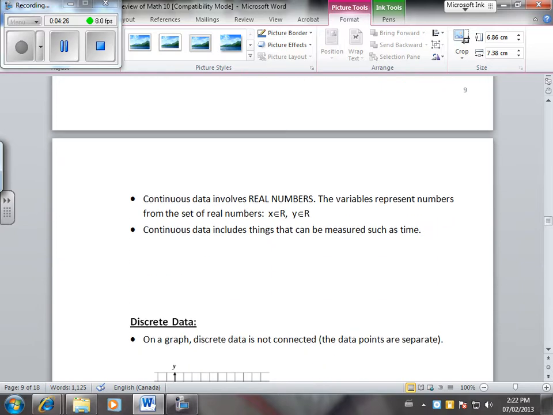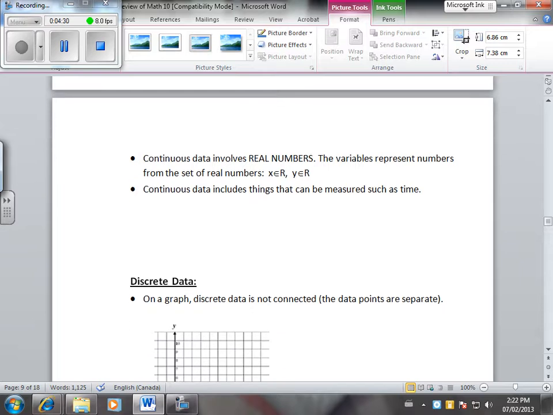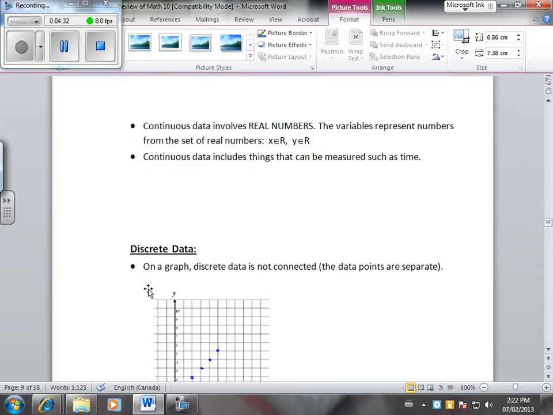So continuous data, and this will still be on the bottom of your page 9. Mine just freaked out at me for a second. Continuous data involves real numbers. The variables represent numbers from the set of real numbers. Remember that this would be the set of real numbers. So x belongs to all real numbers and y belongs to all real numbers. And continuous data includes things that can be measured. Time is one of these things, and let's think of some other things that could be measured.